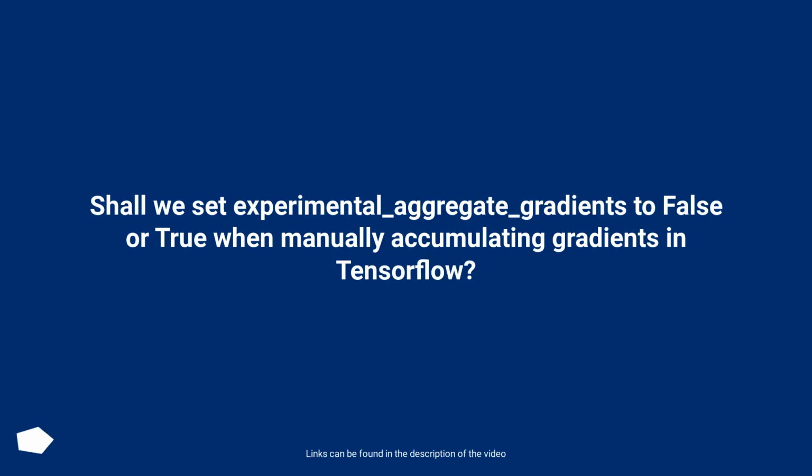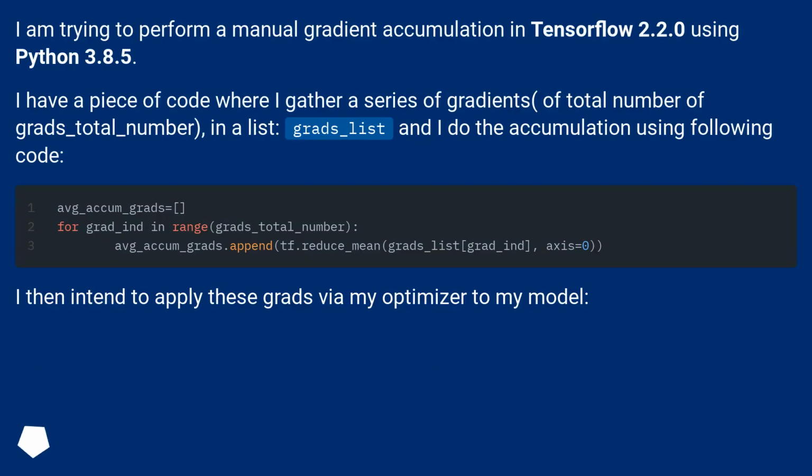Shall we set experimental_aggregate_gradients to false or true when manually accumulating gradients in TensorFlow? I am trying to perform a manual gradient accumulation in TensorFlow 2.2.0 using Python 3.8.5.